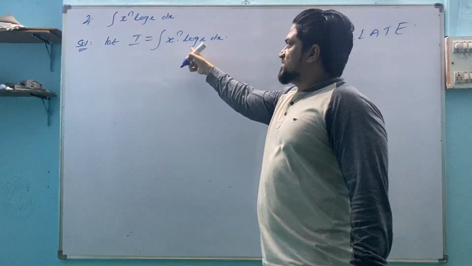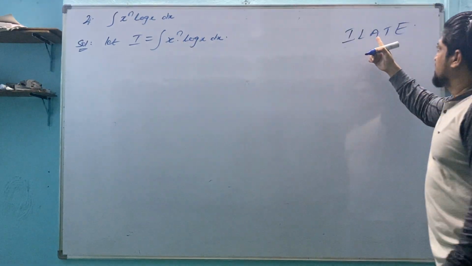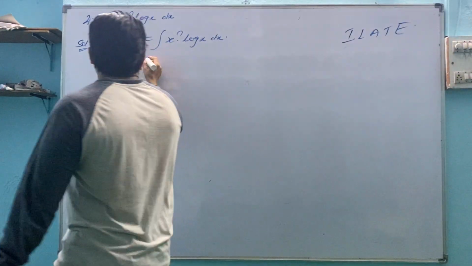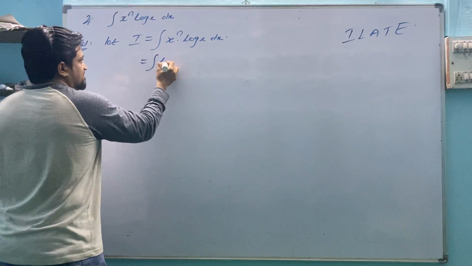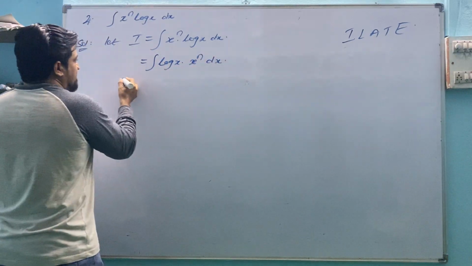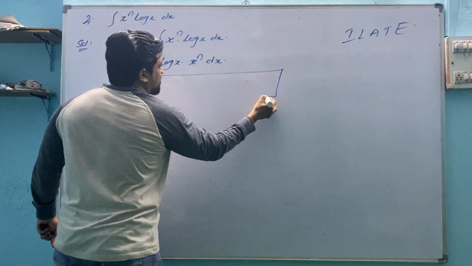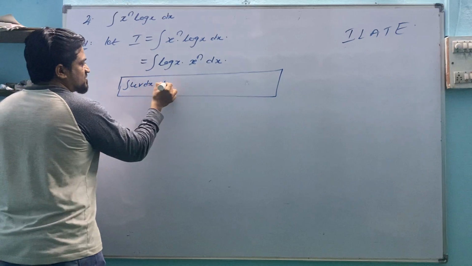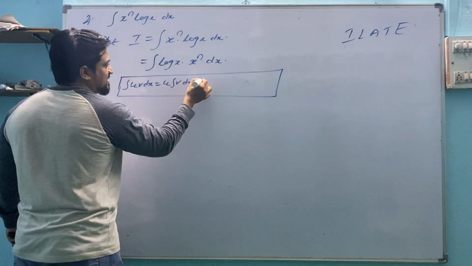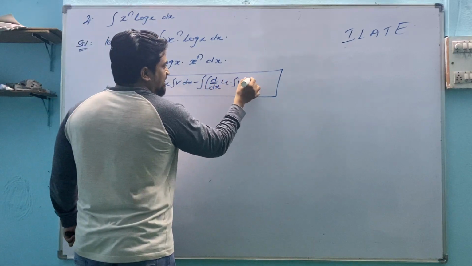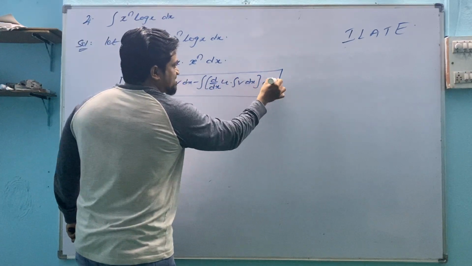This is logarithm, this is algebra. Logarithm is before the algebraic term, so we can take logarithm first and algebraic term next. Then we have the formula, write the formula always after this. In bracket, integral u v dx equals u integral v dx minus integral bracket d by dx of u into integral v dx bracket close dx.